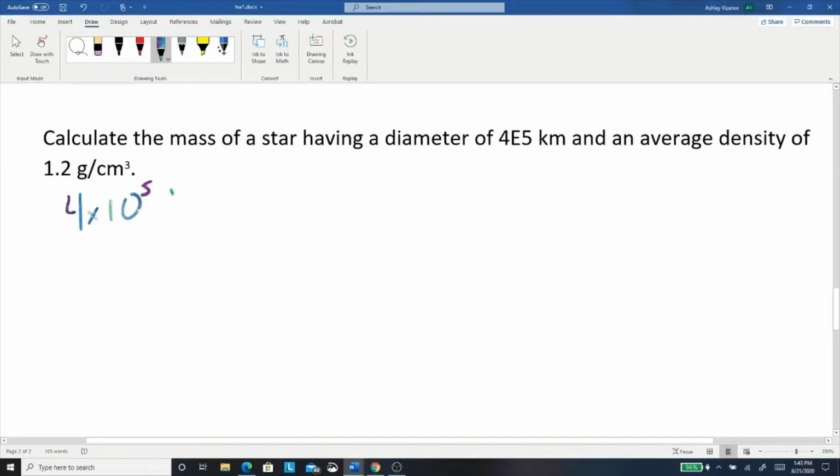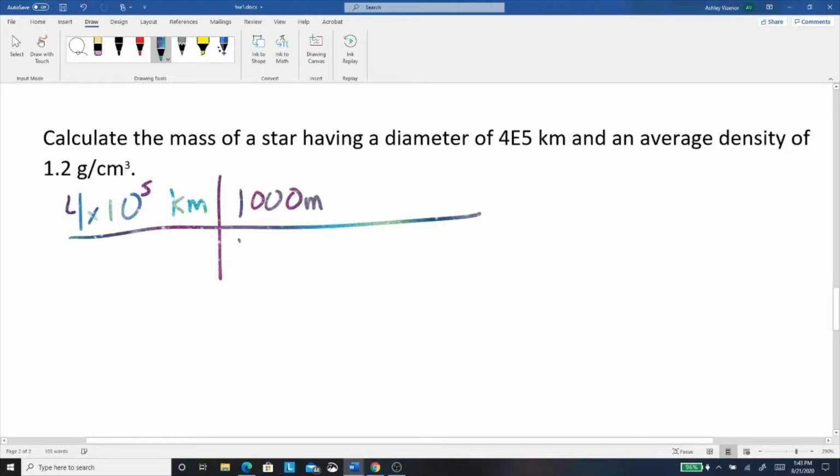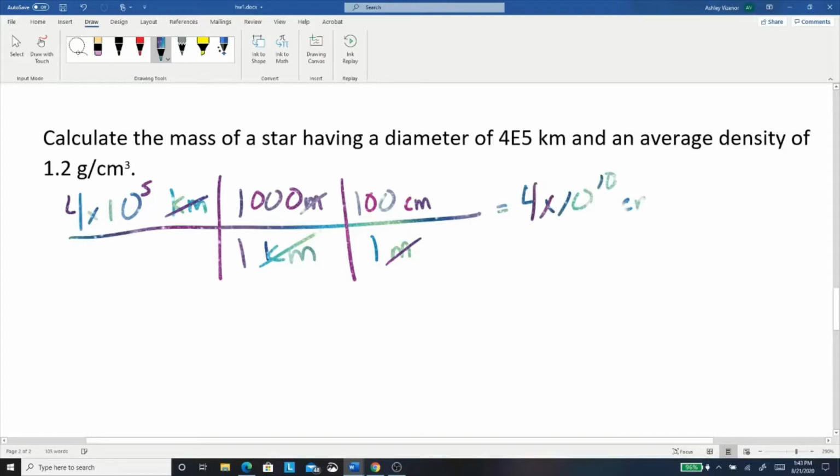So 4 times 10 to the 5th kilometers. And I know there's 1,000 meters for 1 kilometer. And then there's 100 centimeters for every 1 meter. So I went ahead and did it this way instead of doing 1 centimeter per 10 to the negative 2 meters. It doesn't matter. It'll give you the same exact answer. So this comes out to 4 times 10 to the 10th power in centimeters.